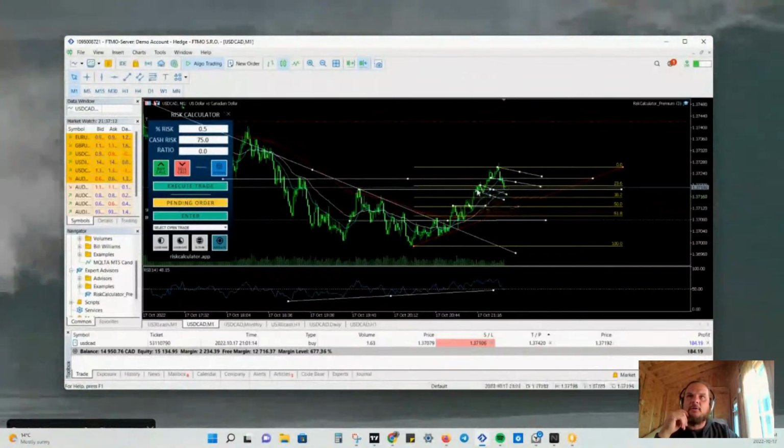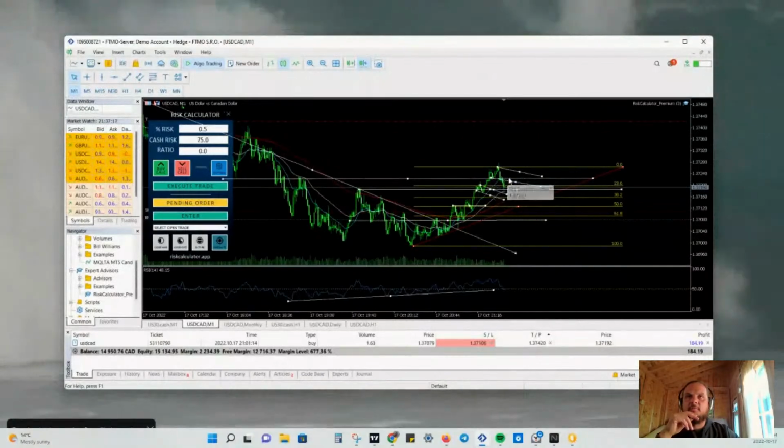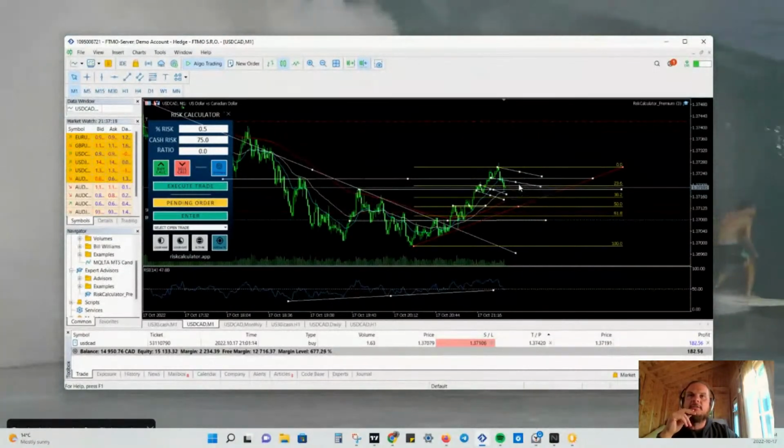still a higher low. This was probably the higher low. So we've kind of broken that. Let's see if we get a retest. Retest up here.